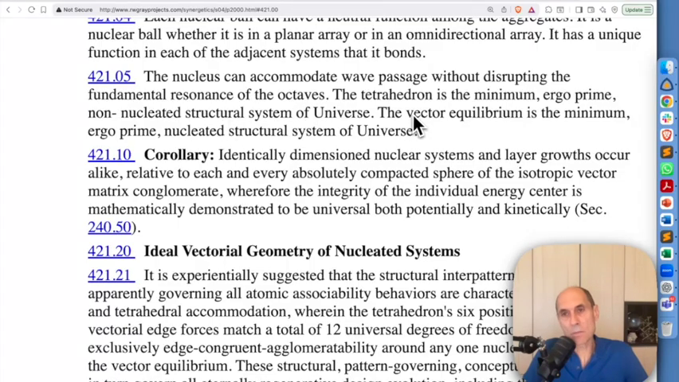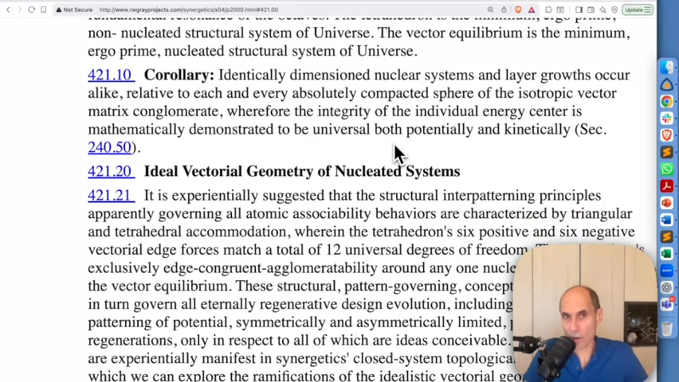The tetrahedron is the minimum, ergo prime, non-nucleated structural system of universe. The vector equilibrium is the minimum, ergo prime, nucleated structural system of universe. Corollary: identically dimensioned nuclear systems and layer growths occur alike relative to each other, and every absolutely compacted sphere of the isotropic vector matrix conglomerate, wherefore the integrity of the individual energy center is mathematically demonstrated to be universal both potentially and kinetically.